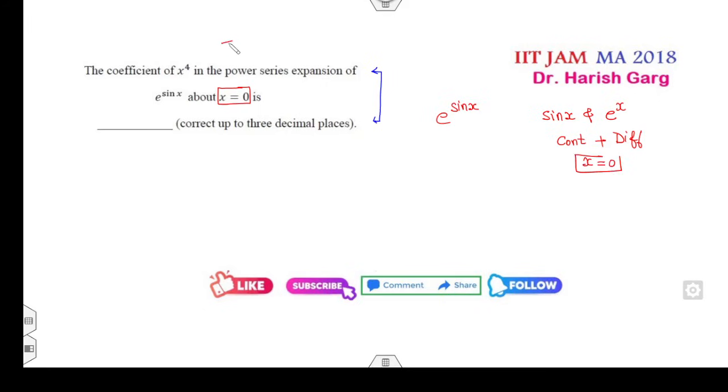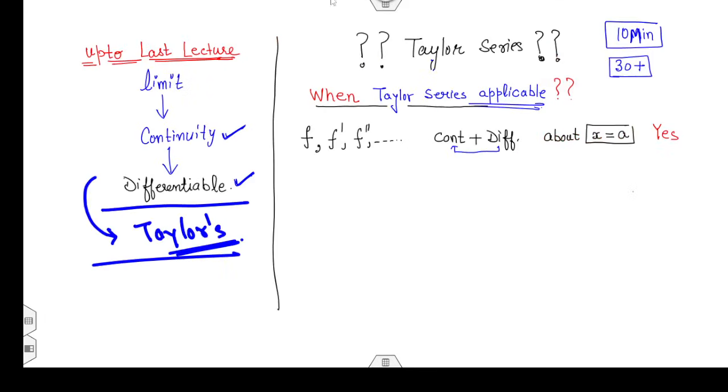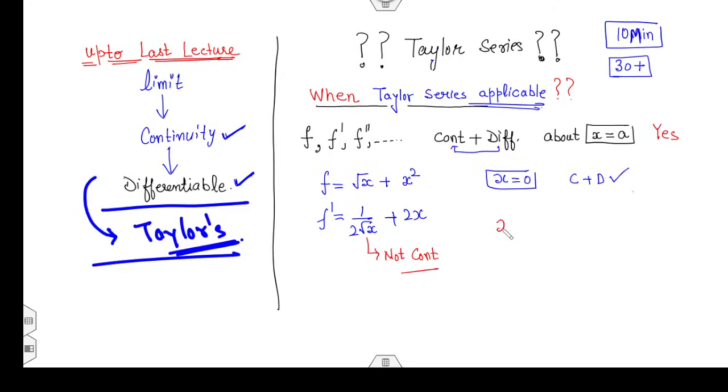So yes, this question you can easily solve with the help of the Taylor series. On the other hand, if I consider the function f is root x plus x square and I consider the point is 0, then clearly f is continuous, f is differentiable. But if you find the first derivative, clearly the first term is not continuous. This function is not continuous. So that means at the point x equal to 0, Taylor series is not applicable. Is it clear? You understood when to apply Taylor series and when not to.